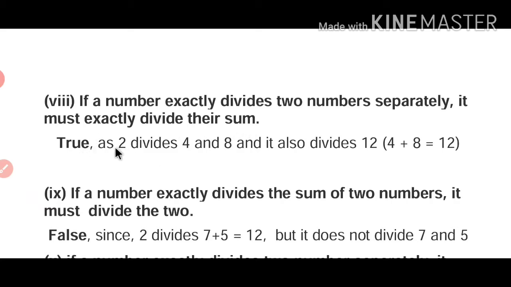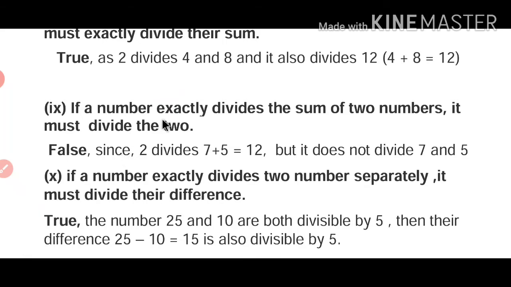As you can take, we have to take two numbers separately, means two different numbers. So we have taken 4 and 8. So 2 divides 4 and 8, and if we find the sum of 4 and 8, 4 plus 8 is equal to 12. So 12 is also divisible by 2.